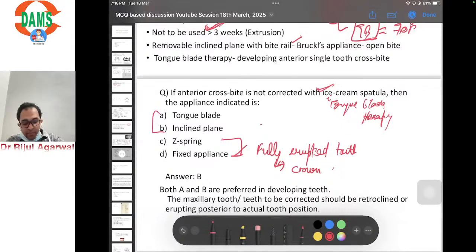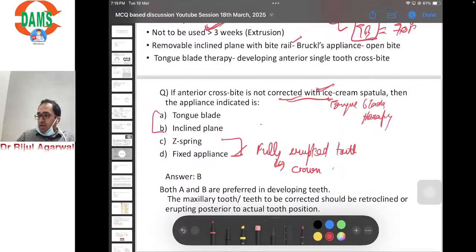What it means is that not corrected with ice cream spatula means we are in the growth period. I'll just get back to you. Now Vivek has asked a question that there is no mention in the question whether the crossbite is recent, developed or developing. Correct, it's not mentioned here, but here it says not corrected with ice cream spatula, which means we have attempted it before and the teeth are still developing.